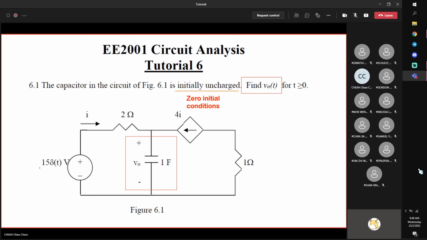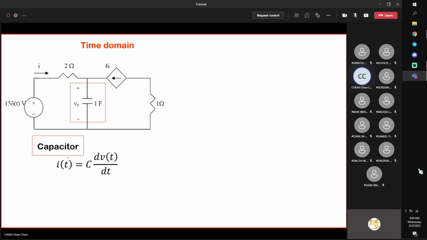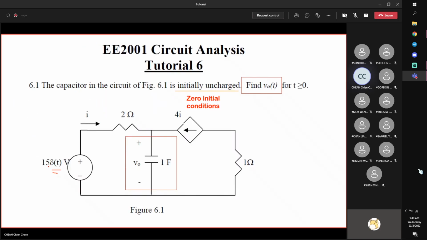After that, also take note that the source is not DC or AC, it is something with a delta sign. This is actually an impulse signal. You can check your table for the notations. There's a delta there from the top. Therefore, we need to transform this into Laplace domain as well.